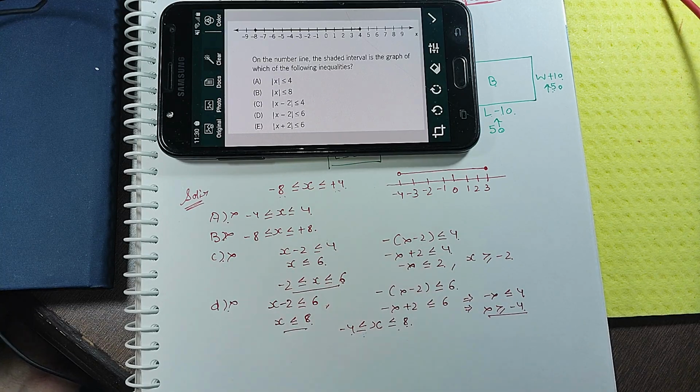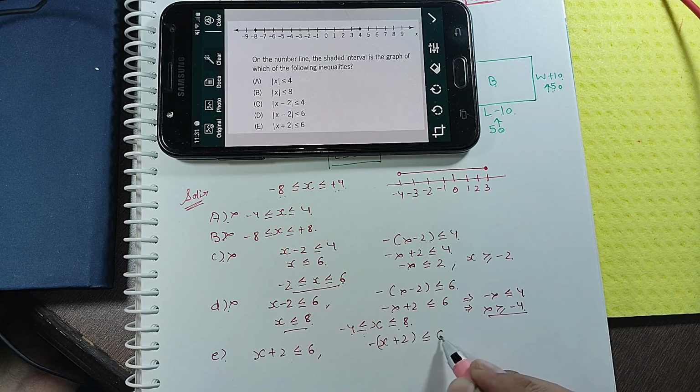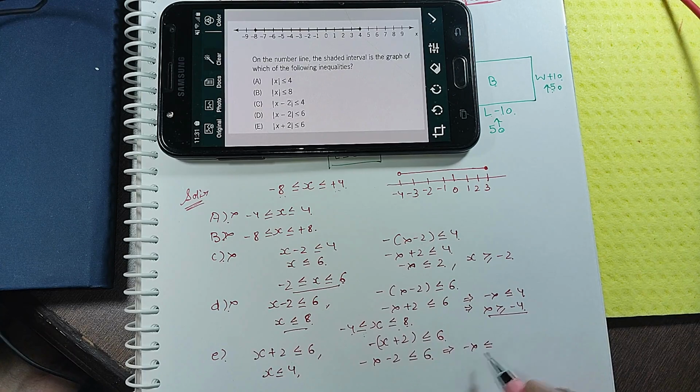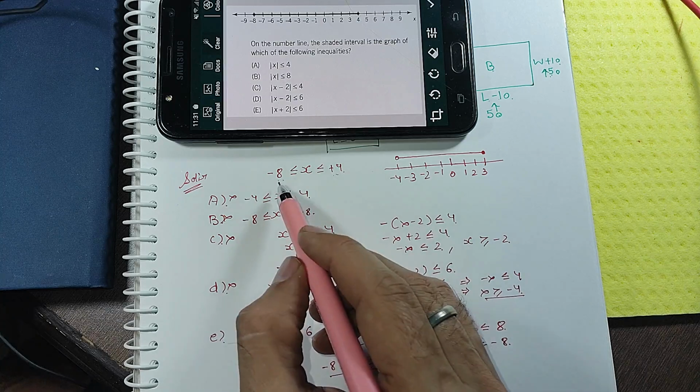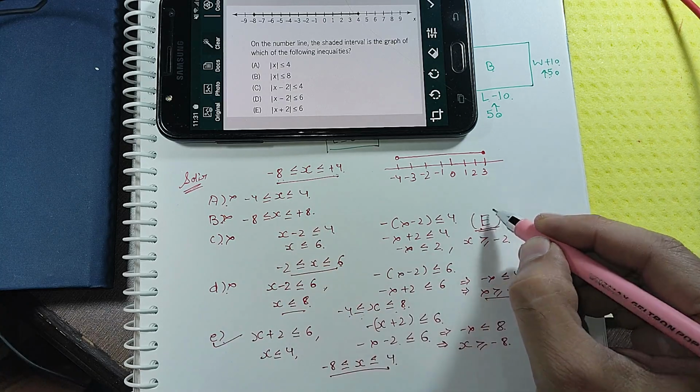So this is also another inequality we require. Now the next option will be E, x plus 2 less than or equal to 6, or minus of x plus 2 less than or equal to 6. So here it will be x less than or equal to 4, and here it will be minus x minus 2 less than or equal to 6. This implies minus x less than or equal to 6 plus 2, 8, or multiplying by minus on both sides, this will become x greater than or equal to minus 8. So this inequality will become x greater than or equal to minus 8 and less than or equal to 4, right? So you see this is the required inequality, so option E is the right answer.